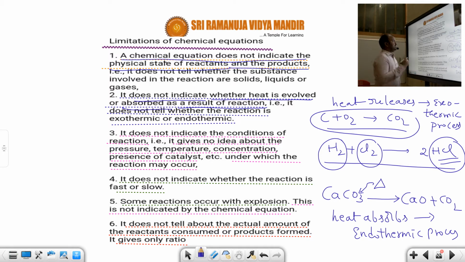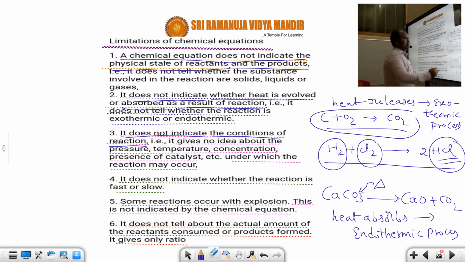That's why I'm saying here, a chemical equation does not indicate whether heat is released or absorbed as a result of a chemical reaction. This information is not given by a chemical equation. This is one of the drawbacks. And another drawback: it does not tell the conditions of a reaction.